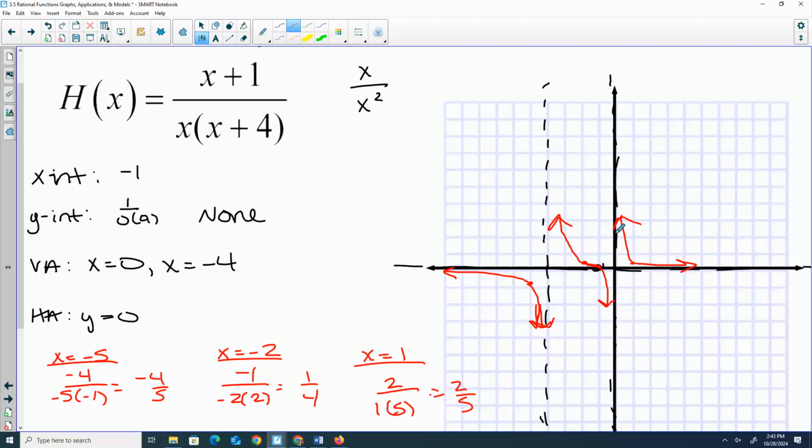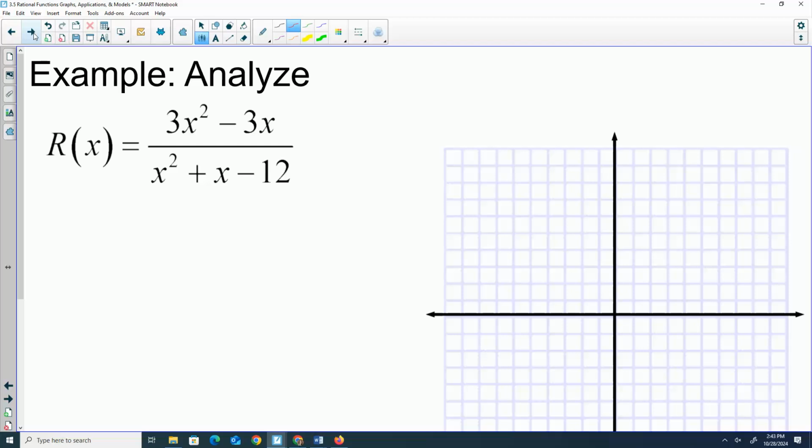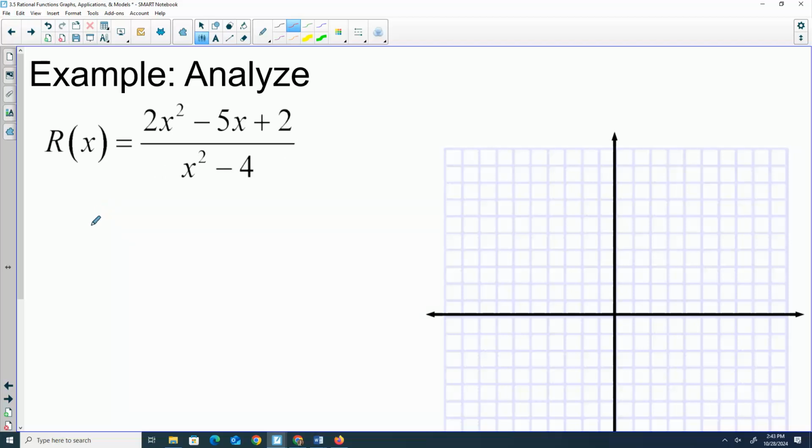How are we doing on these? I feel like we need to do at least one more. I might skip this one for today. I want to go to this one. If I want to factor, what am I going to have to do on the top?